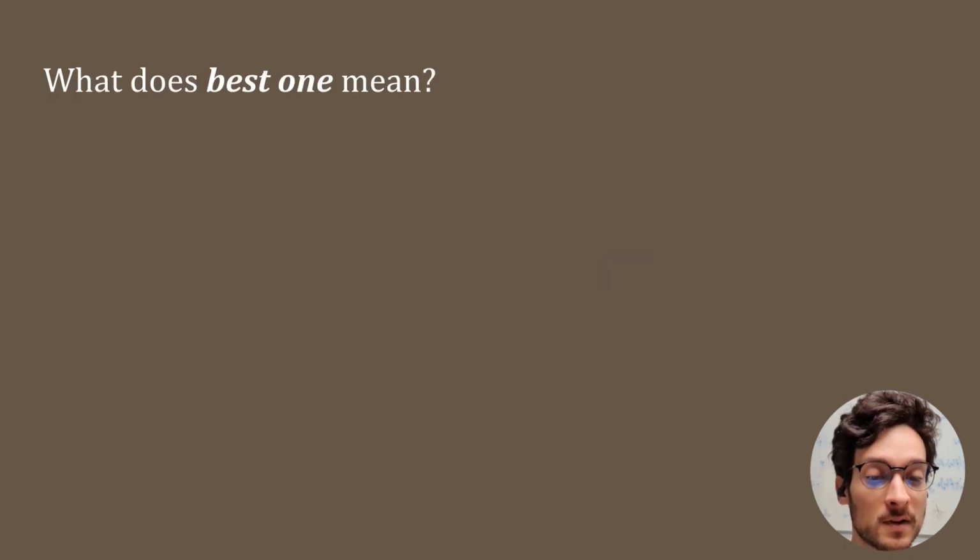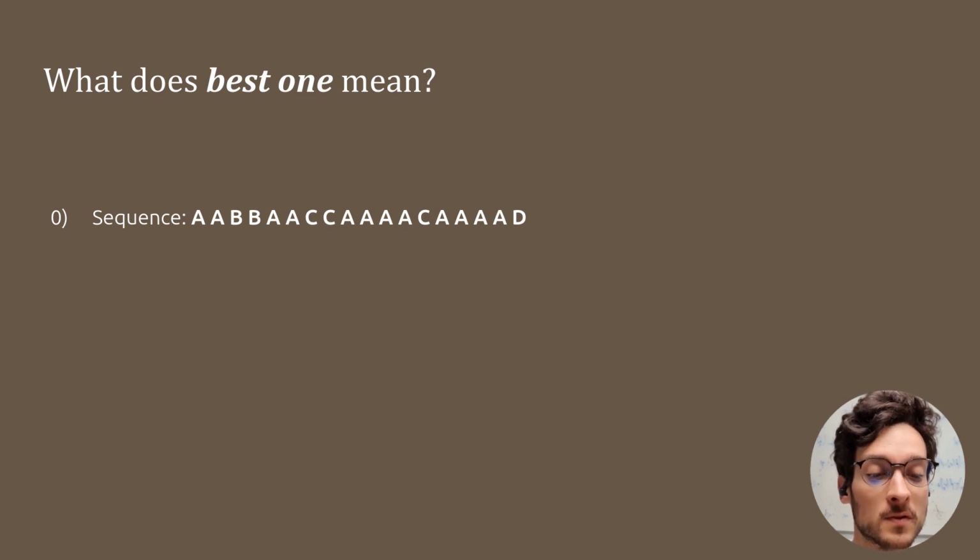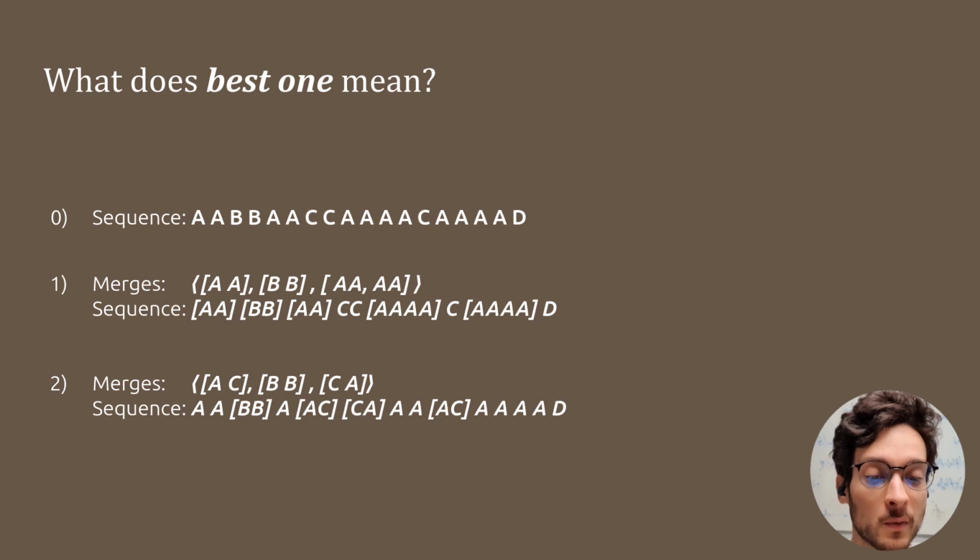To answer this, we must first define what it means for a merge sequence to be better than another one, and we do that through the lenses of compression. Let's consider the following input sequence, composed of A's, B's, C's, and D's, and two merge sequences of the same length. Which one is the best one?